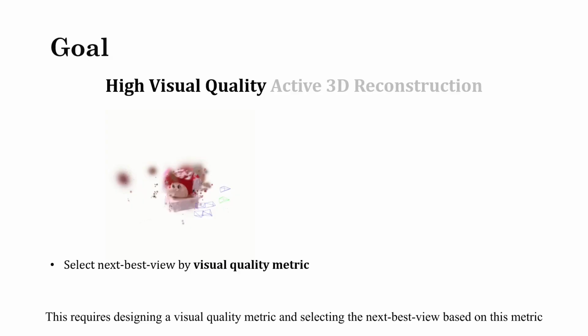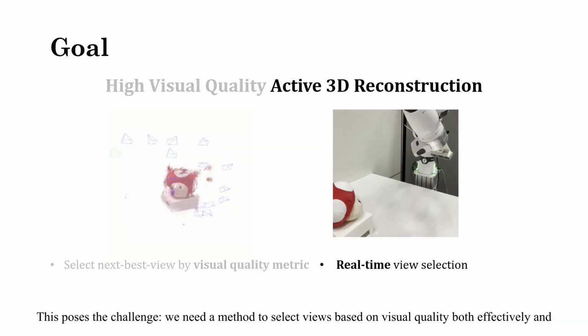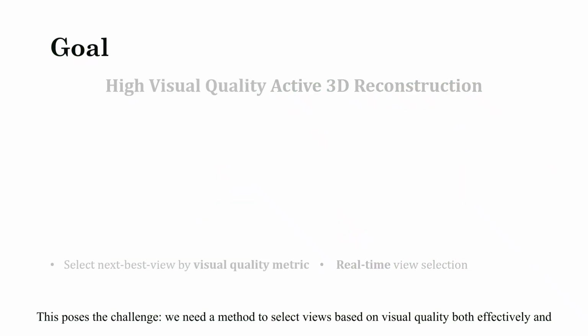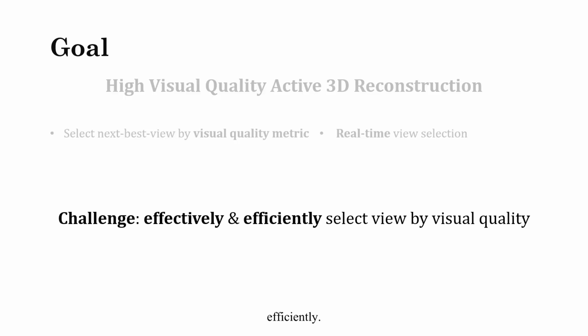Our goal is to develop a high visual quality active 3D reconstruction system. This requires designing a visual quality metric and selecting the next best view based on this metric while meeting the real-time demands of active 3D reconstruction. This poses the challenge. We need a method to select views based on visual quality both effectively and efficiently.